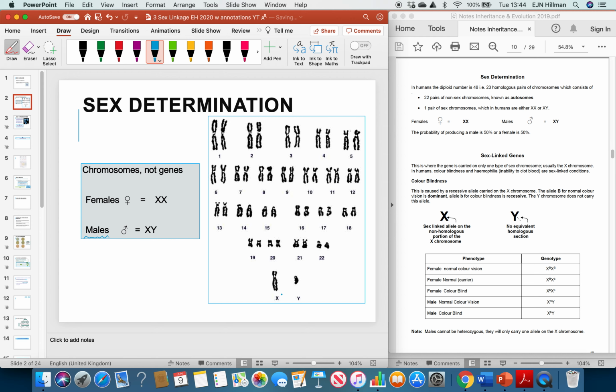Now if we just look carefully at that X and Y chromosome, we'll notice that the X chromosome is much larger. And in fact, the Y chromosome is missing, essentially, this part of the X chromosome. Over millions of years, that region of the Y chromosome has been lost. And we'll come back to why that is important later on.